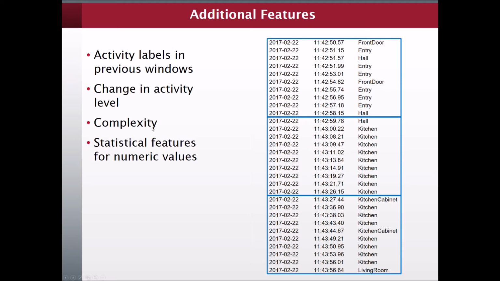Similarly, we can measure the complexity of a window as the diversity of sensors that trigger sensor events within the window. If there's a large diversity, then it could be that the resident is moving quickly through the space as if they're putting things away or cleaning the home. If there's a low complexity, meaning a low diversity, then this might indicate that the person is in one place for a period of time doing a very focused activity.